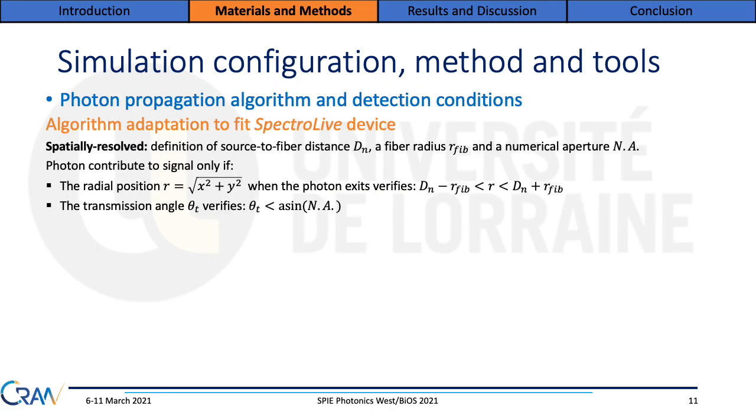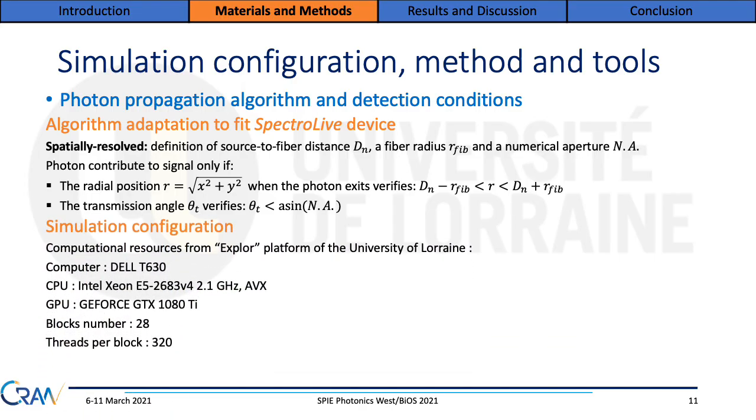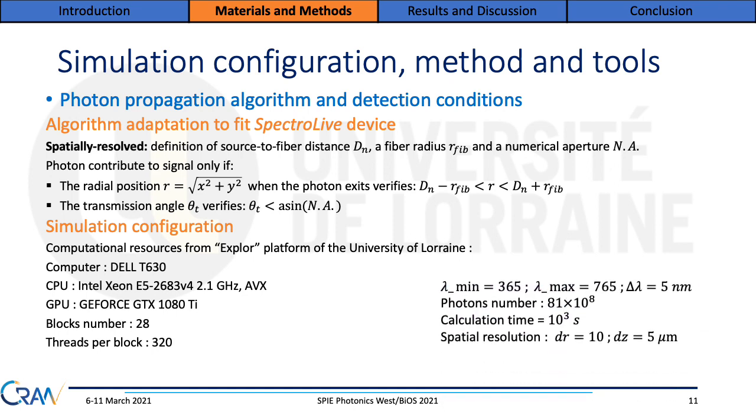To match our clinical device, we had to complete the existing code to integrate the spatial resolution. A photon contributes to the spectrum signal associated with a given distance only if it satisfies the collection geometric condition. The technical features of the simulation configuration are summed up here. To acquire a spectrum, 100 million photons were sent at each of the 81 wavelengths between 365 and 765 nanometers, corresponding to a computation time on the order of 1000 seconds.